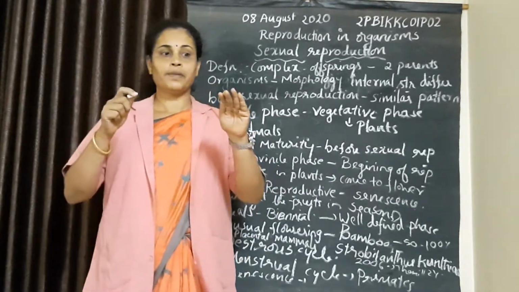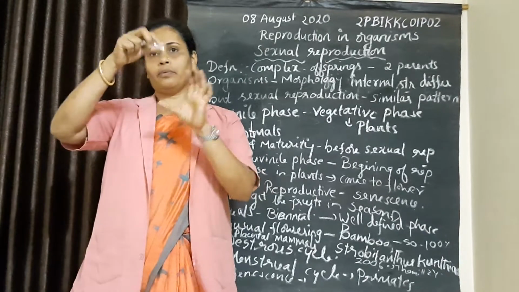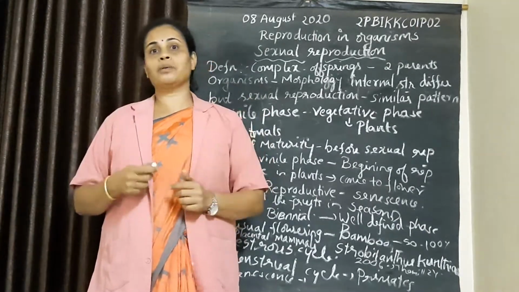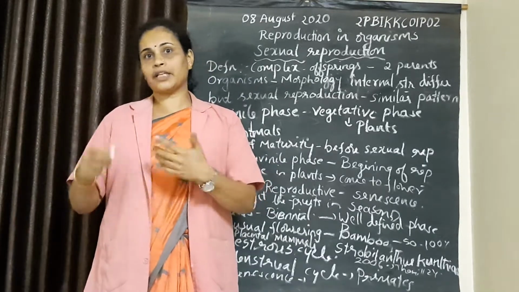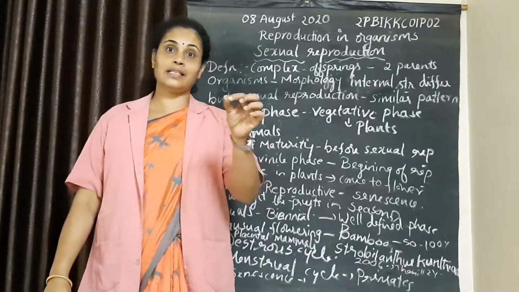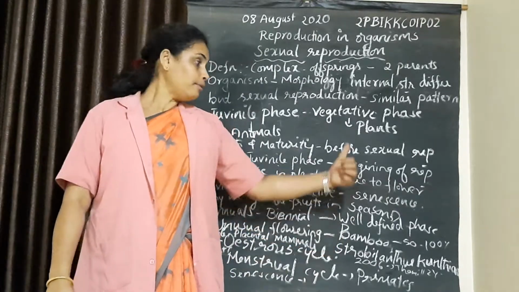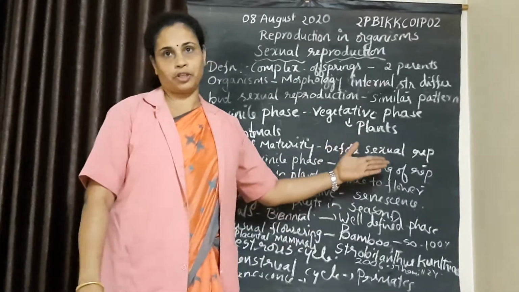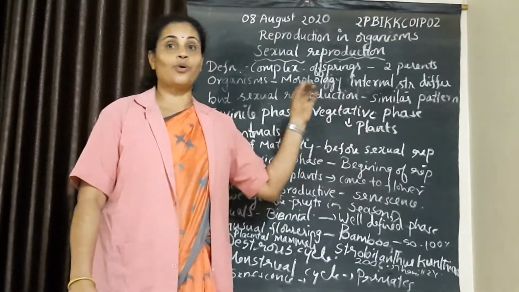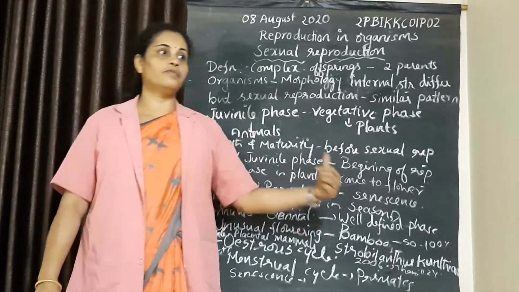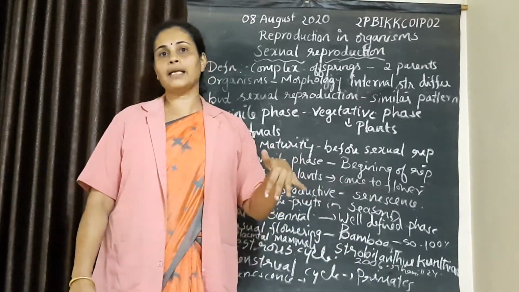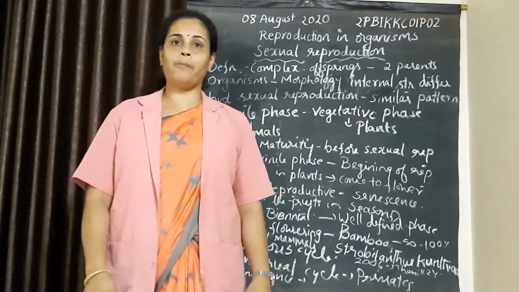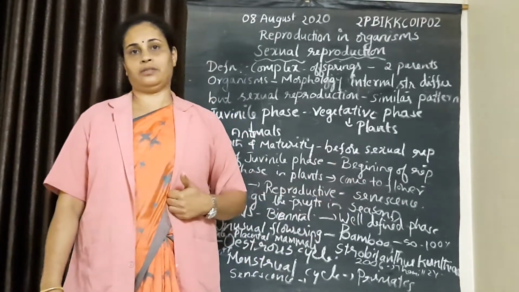Then what happens? The body functions change, metabolism is also reduced, and all the activities are somewhat reduced. That is nothing but senescence. Then why does this transition take place? The juvenile phase, reproductive phase and senescence are all because of hormones. Both in plants as well as animals, there are hormones which are responsible for these transitions.